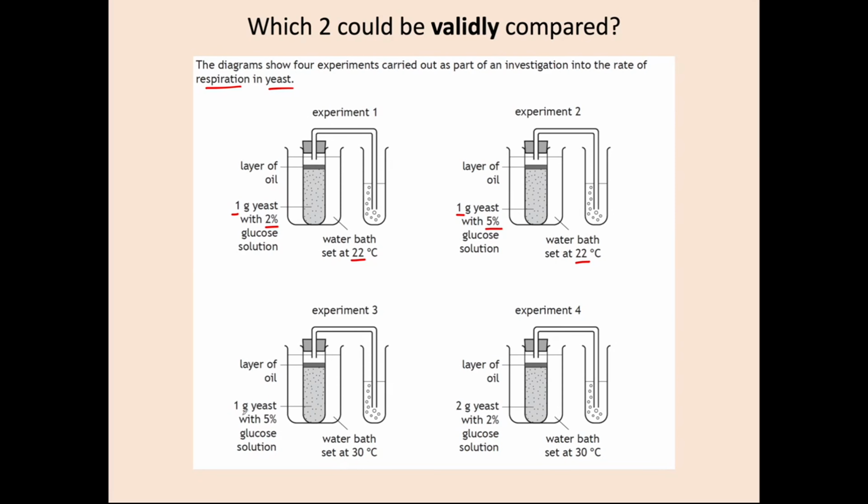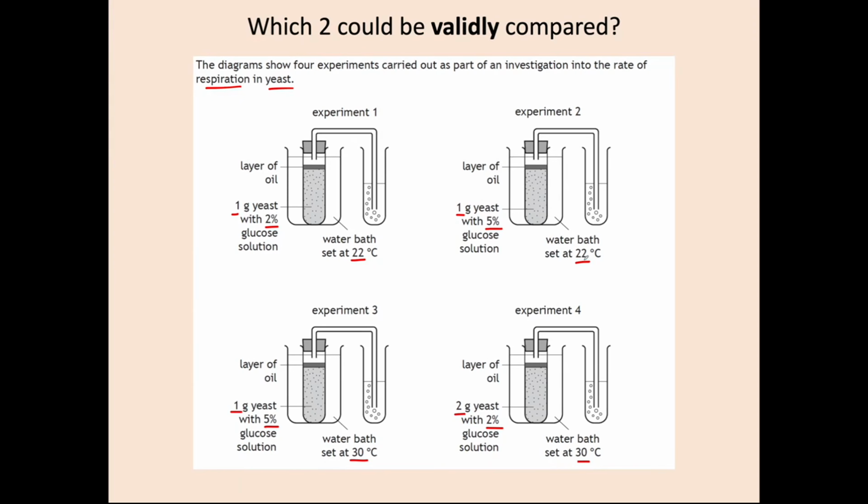Okay. Experiment 3 has got 1 gram of yeast, 5% glucose, and the water bath is set up at 30 degrees, okay? Now, again, if we look at experiment 2 and experiment 3, we can see there's only been one thing changed. The yeast is the same, the glucose solution is the same, but the temperature has been altered, okay? And then lastly, we've got 2 grams of yeast, 2% glucose, and the water bath is set up at 30. Now, we can't compare 3 and 4 because we've got the grams of yeast been different and the percentage of glucose solution been different. So we've changed 2 things here, okay? So 3 and 4 cannot go together.